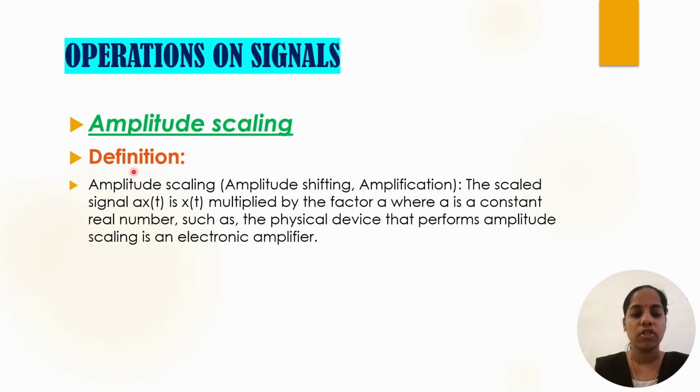The definition of amplitude scaling: the scaled signal is x of t multiplied by a factor a, where a is a constant real number. The physical device that performs amplitude scaling is an electronic amplifier. It means x of t, the signal, is multiplied with a constant.